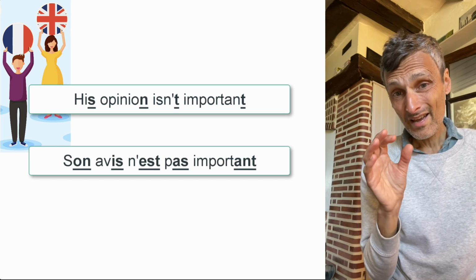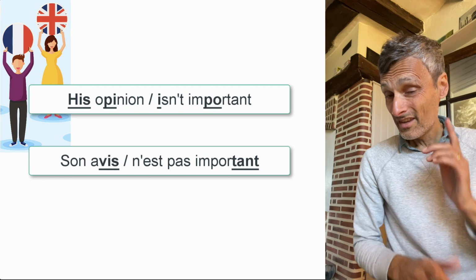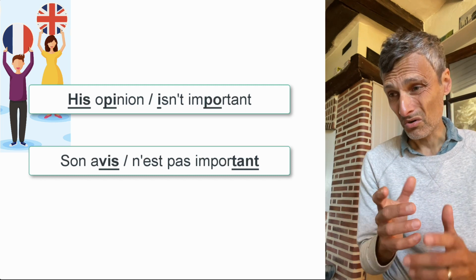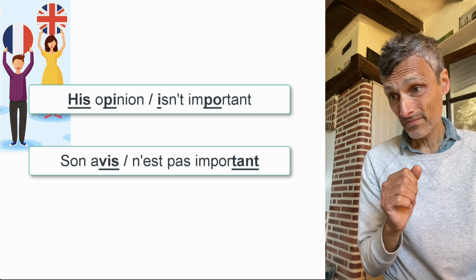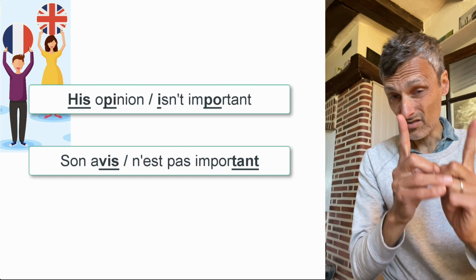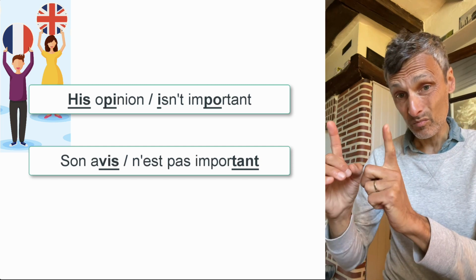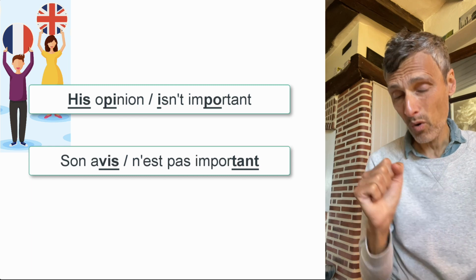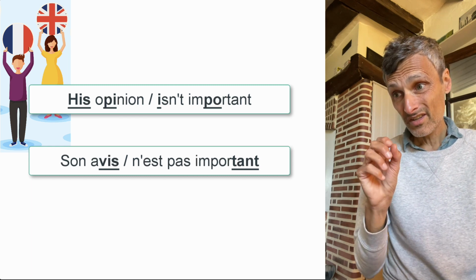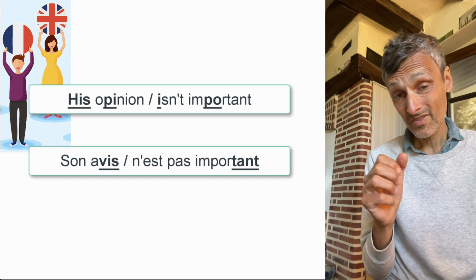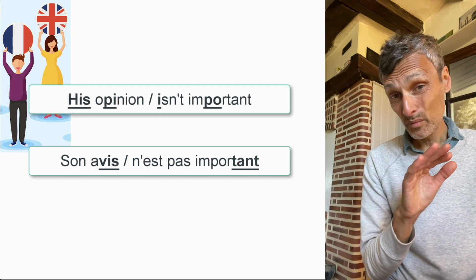Now, let's talk about the emphasis. In English, his opinion isn't important. So, his opinion, the emphasis, the first one is on the P. If we have two groups, his opinion and isn't important, the emphasis is on the "port" of important. But in French, it's completely different.